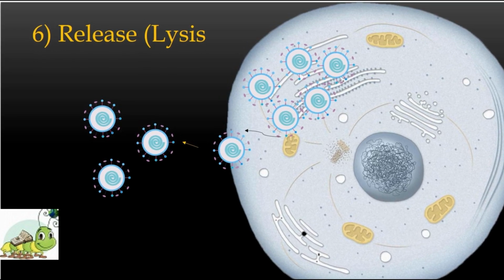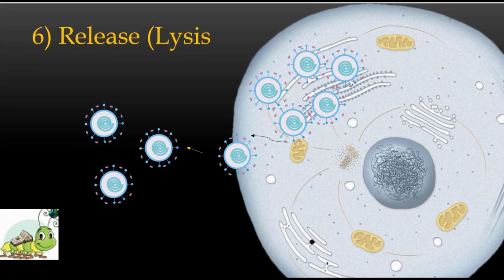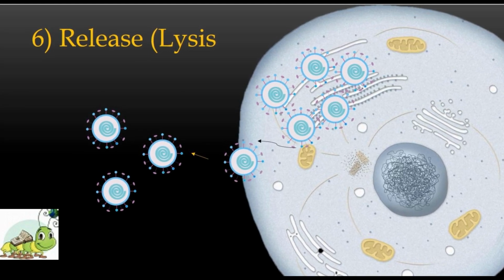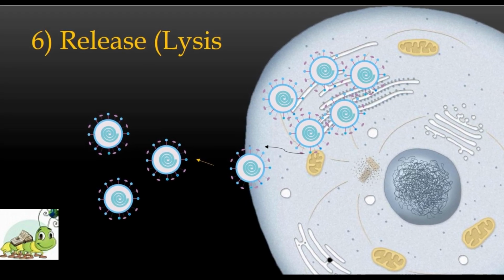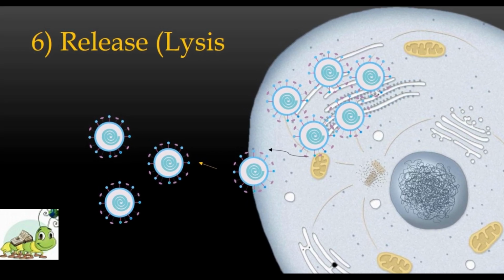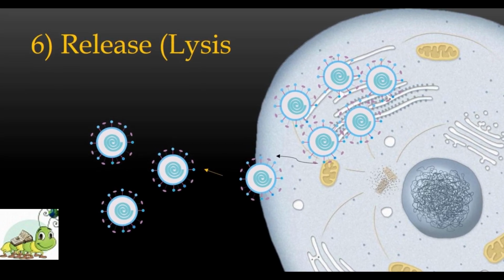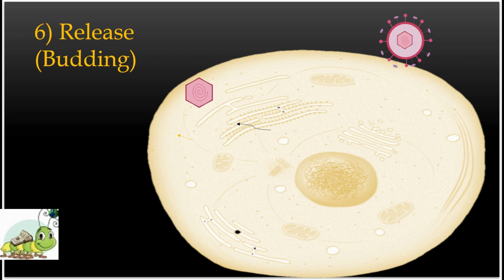The last stage of the replication cycle is the release of the newly formed virus particle. The assembled viruses are released to the extracellular fluid by one of two basic mechanisms, that is lysis or budding. In lysis, in most naked viruses, release of virions occurs by lysis of the infected cell. Budding is the mechanism of release of enveloped viruses. Enveloped viruses mature by budding.